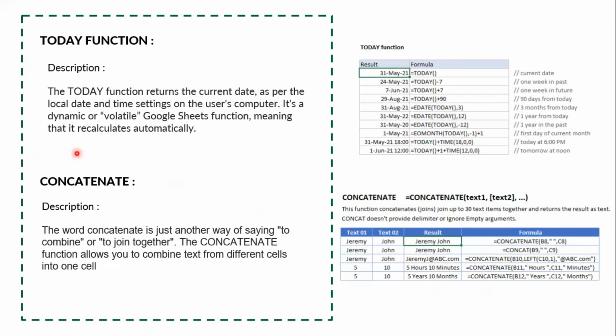So that is the use of the CONCATENATE. It allows you to combine the text from different cells into one cell.